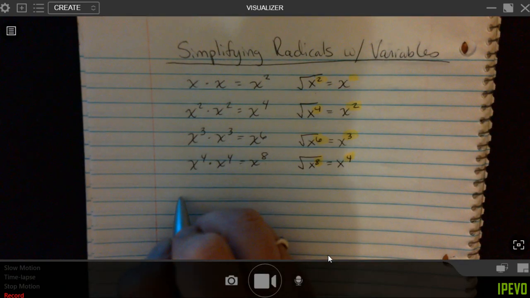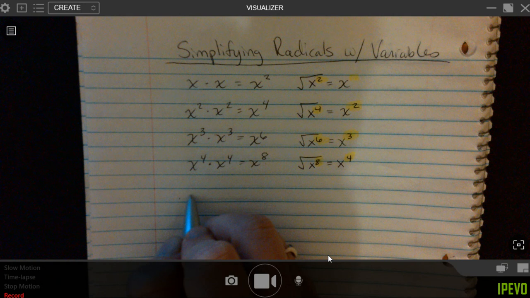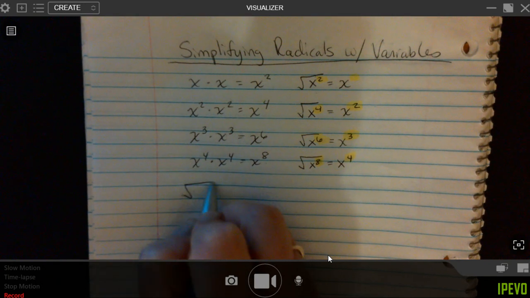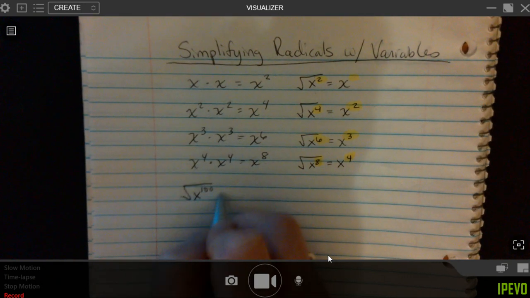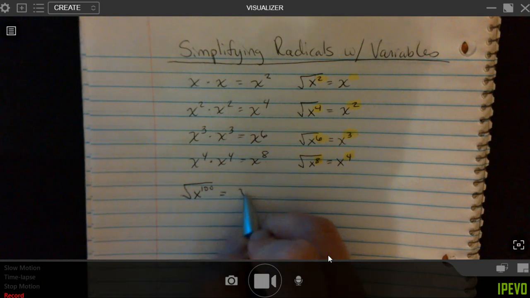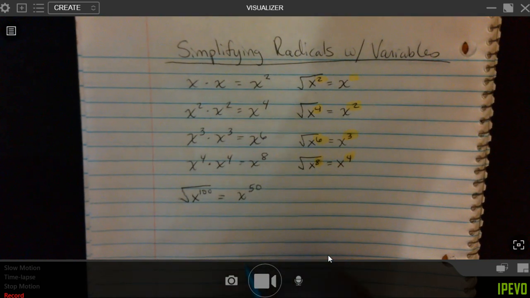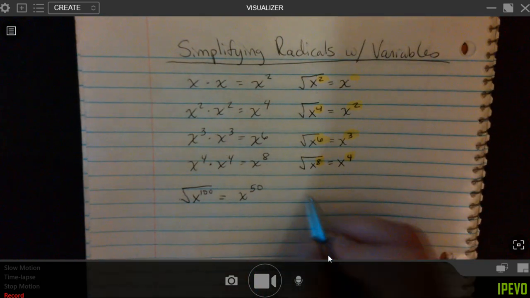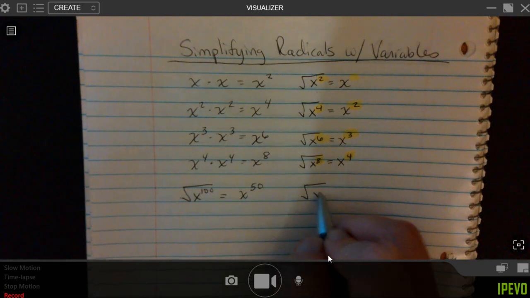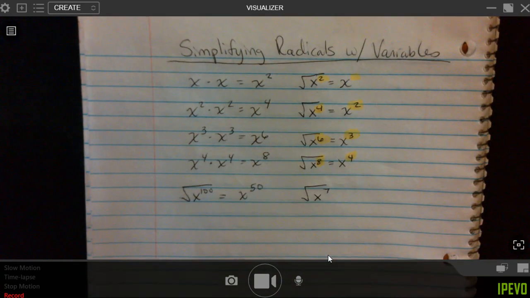Well, then comes the question, what if we have something like the square root of x to the 100th? Well, you would just divide it in half. You would have x to the 50th. Well, what happens if we try and take the square root of an odd number, like x to the 7th? If I divide that in half, it would be 3.5, and we don't want that. In high school, they don't want that kind of an answer.